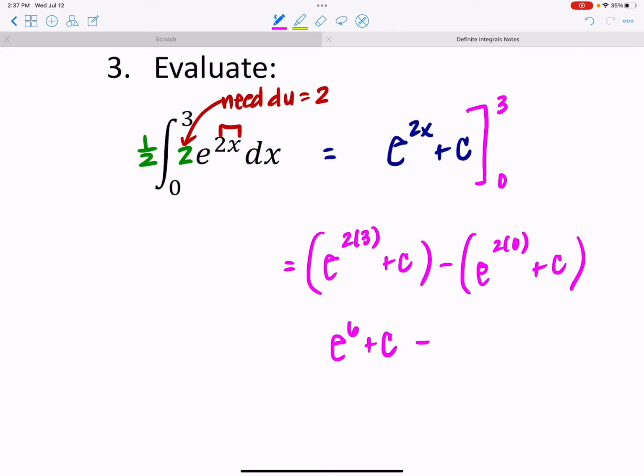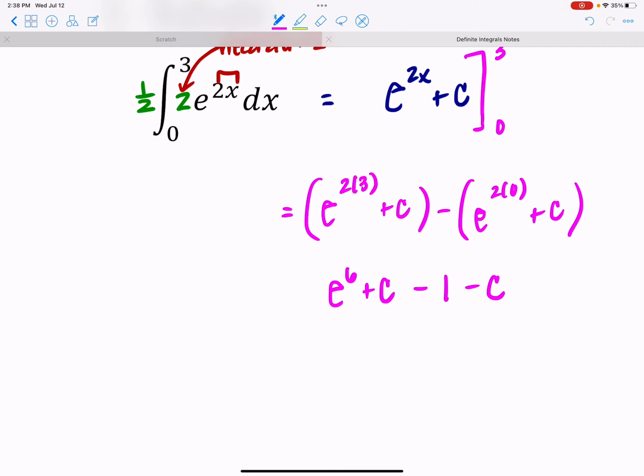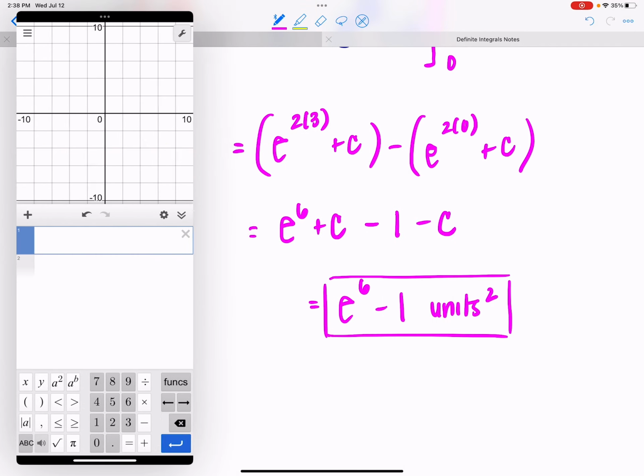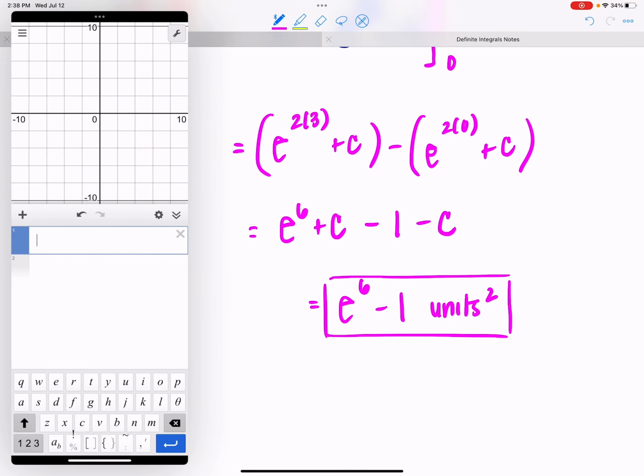So it's going to be a minus 1 and a minus c. The c's cancel, and so the final answer is going to be e to the 6th power minus 1 units squared. And that would be the exact version of the answer. If you were asked to approximate that, a calculator would be super helpful.